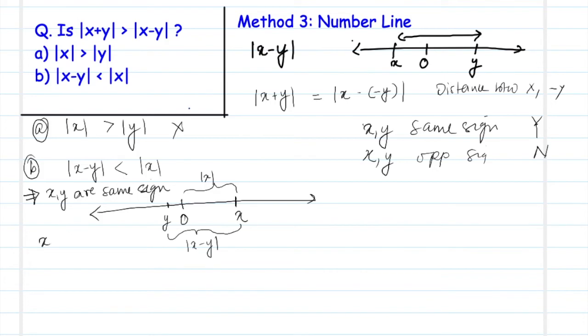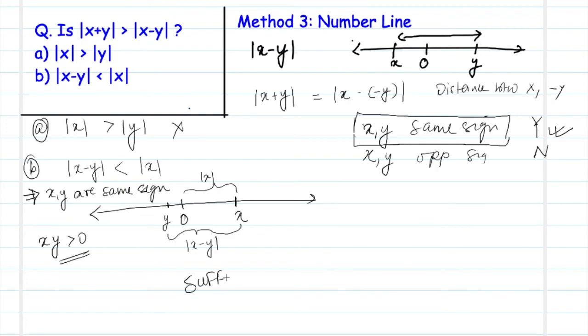Which means xy is given to be greater than 0, in other words. And what we have known is if x and y are on the same side, then it answers a clear yes to the asked question. Here we have established that x and y must be the same sign. So this statement is sufficient to answer the question. Hope you understand this method.